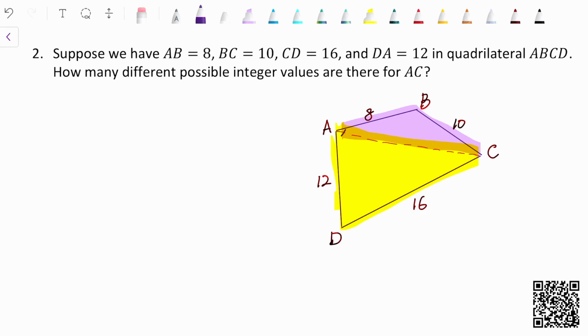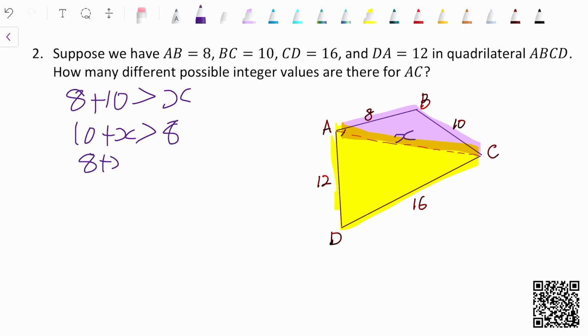And using the formula above, we can find out that 8 plus 10 has to be greater than, let's say that this line is x, greater than x. 10 plus x has to be greater than 8, and 8 plus x has to be greater than 10. And unless x is a negative number, which is not possible since this is a 2D polygon geometry question, 10 plus x greater than 8 is not a necessary equation. Therefore, 18 has to be greater than x, and x has to be greater than 2.